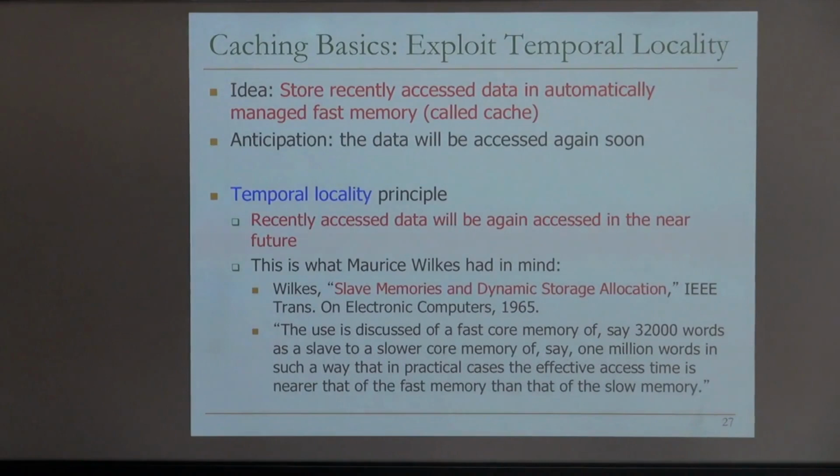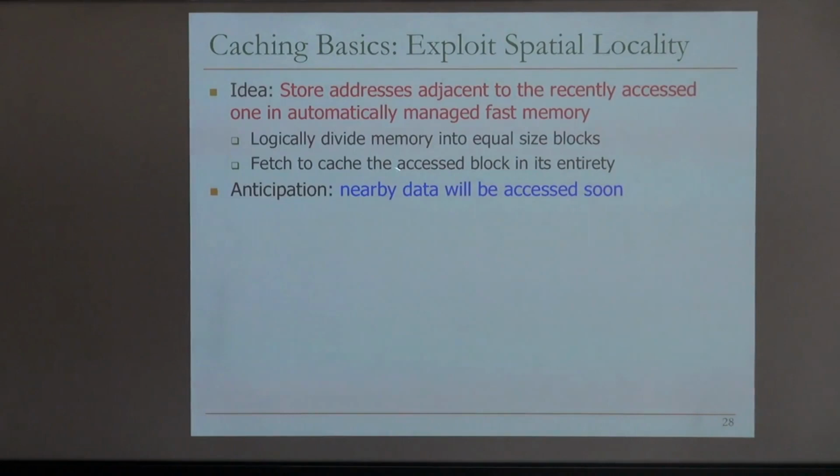But there's also another principle that caches today exploit, which is spatial locality. Basically, you can store addresses adjacent to the recently accessed one in automatically managed fast memory. So if you're accessing address A from memory, you bring address A and store it in the cache, but you also bring address A plus 1, A plus 2, A plus 3, A plus 4, the block that this particular address belongs to. So the idea is to logically divide the memory into equal size blocks and fetch to the cache the accessed block in its entirety. Even if you're accessing part of the block, don't just bring that one, but bring the stuff that's around it, that's part of the block.